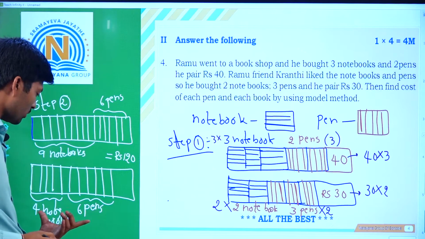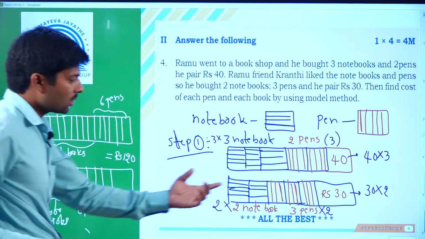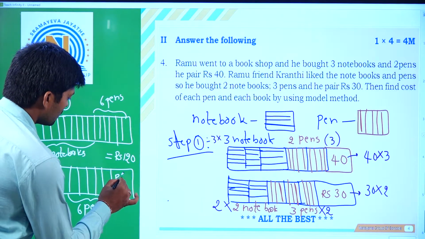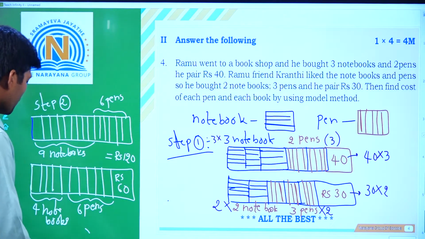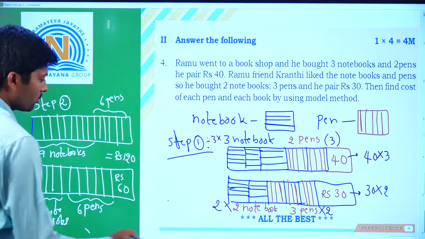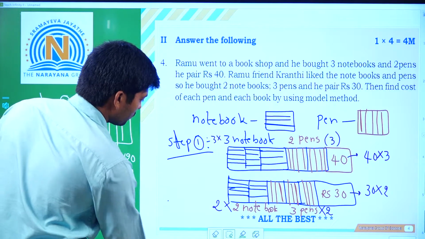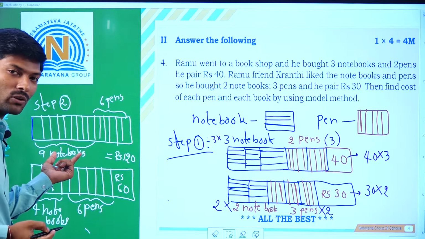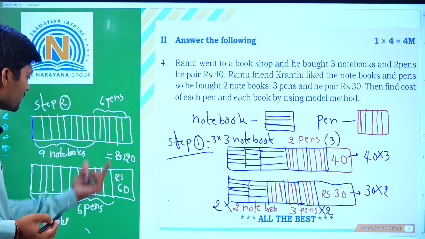So, how much amount do we need to pay to get 4 notebooks as well as 6 pens? There it is 30 into 2, which will become 60 rupees. That is totally 60 rupees. So, in the first case there are totally 9 notebooks, here it is 4 notebooks, and here it is 6 pens and 6 pens.